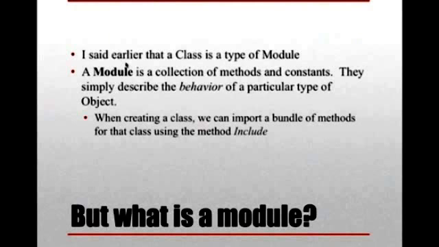I said earlier that classes are types of modules, but never really said what a module is. In Ruby, a module is just a collection of methods and constants that describe the behavior of a particular object. So if we want, while we're creating a class, if we don't want to define a bunch of methods, if we think they're defined somewhere else, we can just include the module that has defined those already.